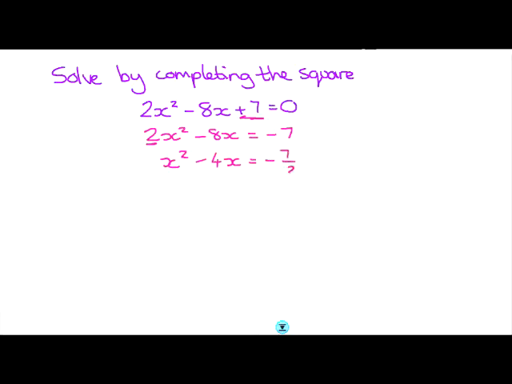And remember to do both sides. So everything's been divided by 2. Now let's complete the square.